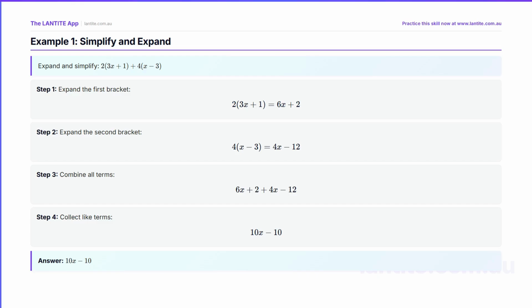Step 3. Write all the terms together. 6x plus 2 plus 4x minus 12. Step 4. Collect like terms. 6x plus 4x is 10x, and 2 minus 12 is negative 10. The simplified answer is 10x minus 10.